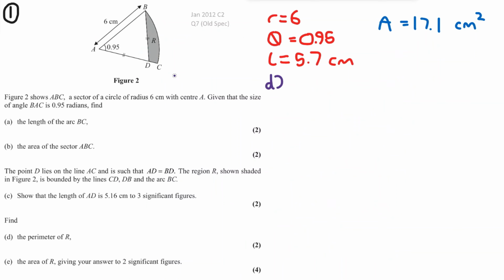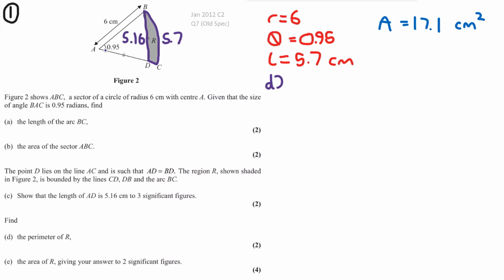So for part D, we need to find the perimeter of R, and R is this shaded region here, so we need to find the length of this side, and this side here. Okay, well we know the length of this arc because we figured it out in part A. The length of it is 5.7, and we know the length of this side here as well because it is the same length as this side, AD, and we figured out in part C that the length of AD is 5.16, so this is 5.16, like this. So now we just need to figure out the length of this side here.